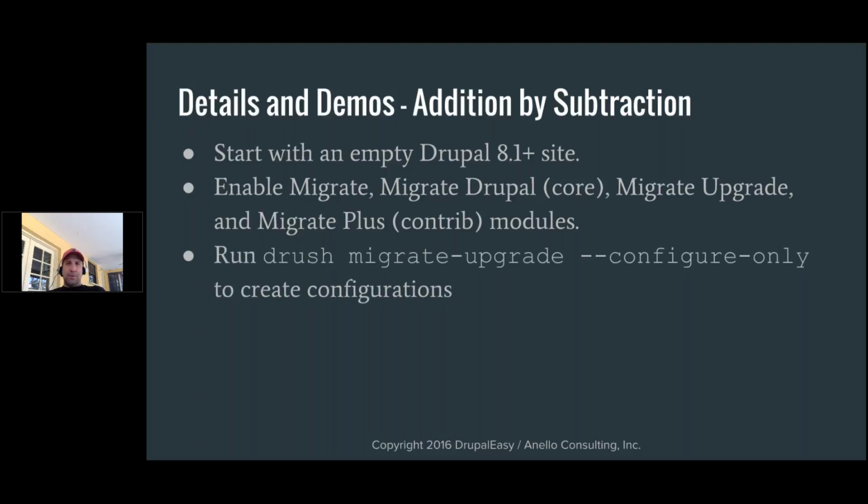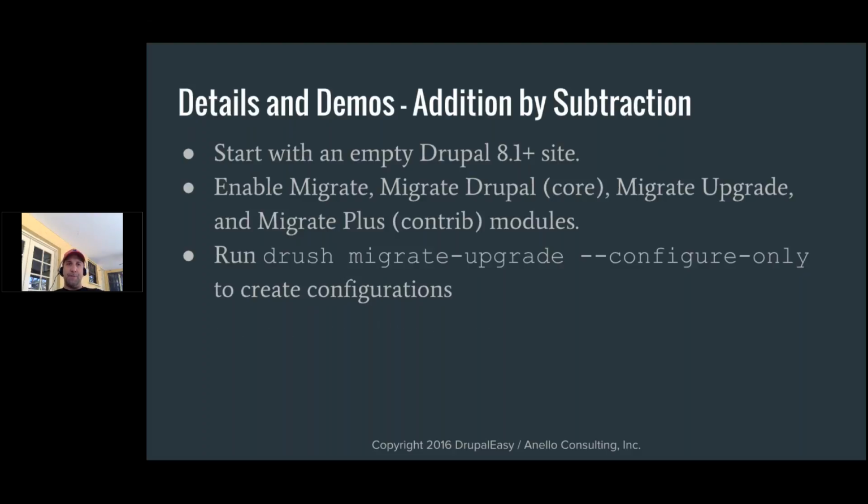And what these contrib modules allow us to do is basically run a migrate upgrade, which is the whole enchilada, from Drush, but we use this configure only switch. So early on in the webinar, I basically said that most migrations are configuration only, where you can write them with YAML files. So when you run a drush migrate upgrade dash configure only, this will actually just generate those configuration files but not run them.